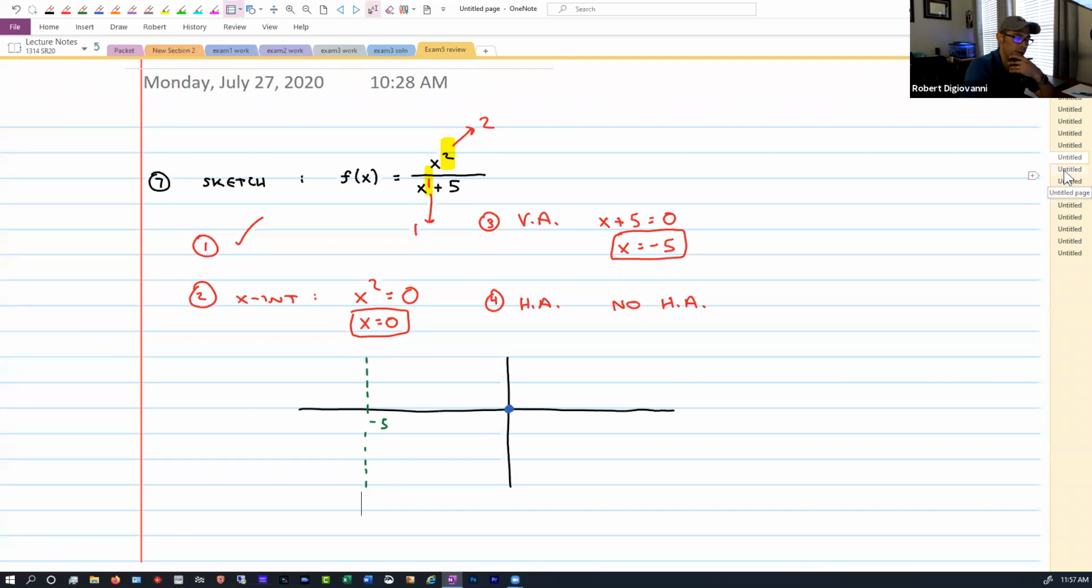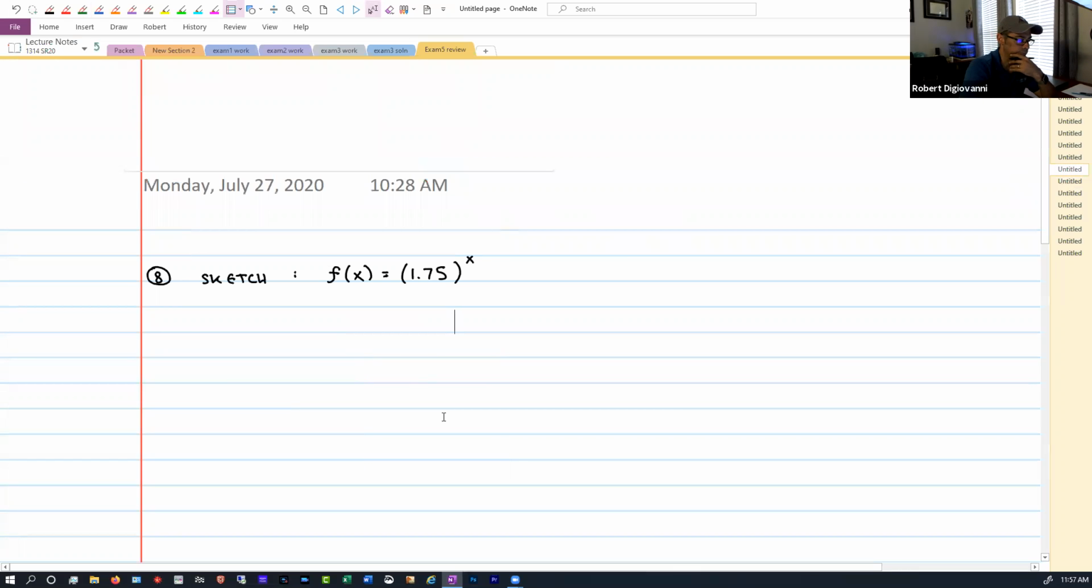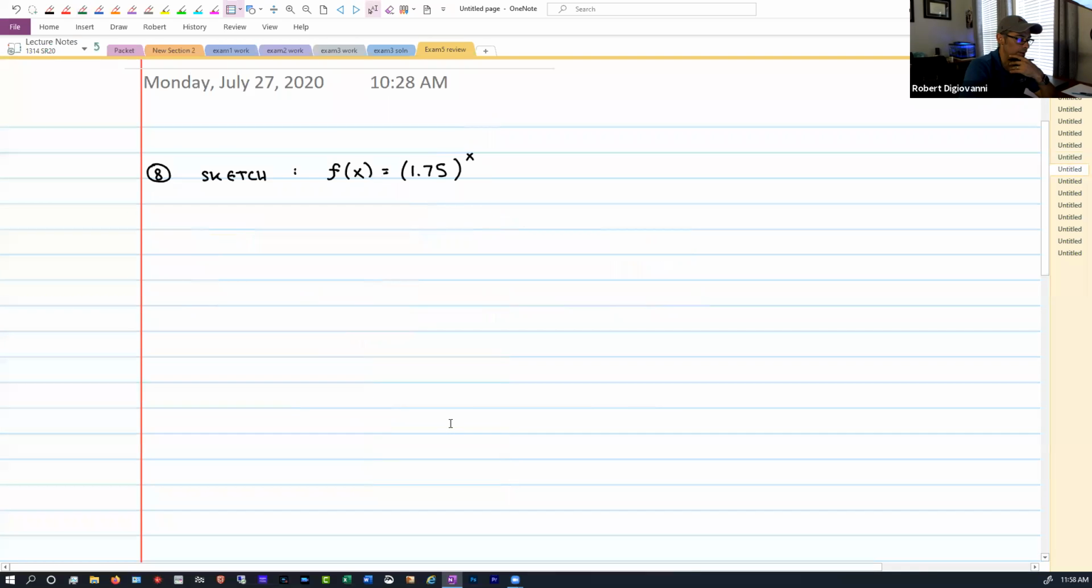We'll move on to number 8. All right, sketching. Sketching what? Well, that's not a polynomial. It's not a rational function. That's an exponential function, right? Because our variable x is up in the exponent.